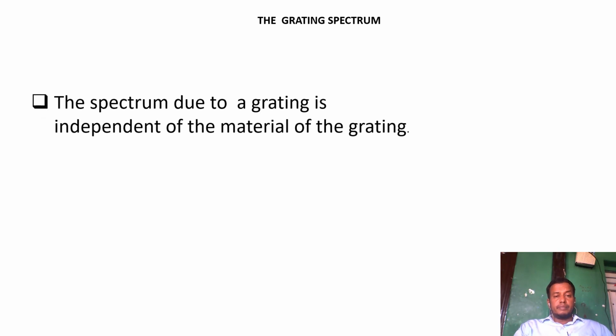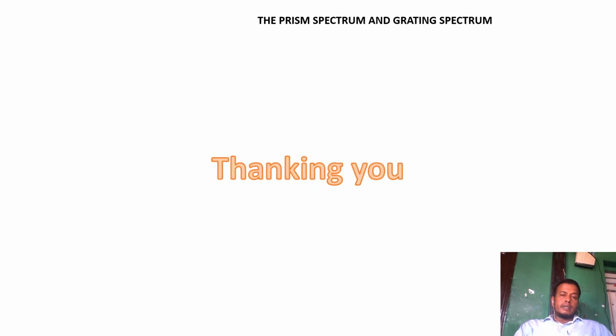This is all about the grating spectrum. Also, the grating spectrum is independent of the material, whereas the prism spectrum is dependent on the material. Whatever the material may be, the grating spectrum is independent of it. These are the differences between the grating spectrum and the prism spectrum.